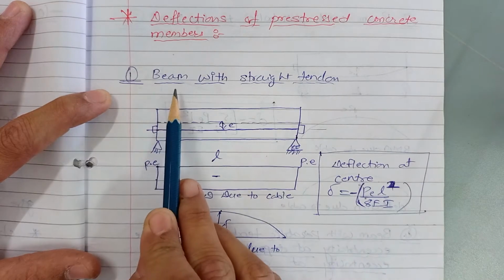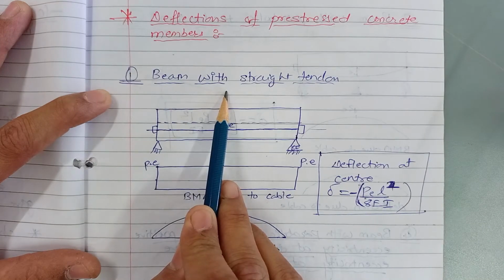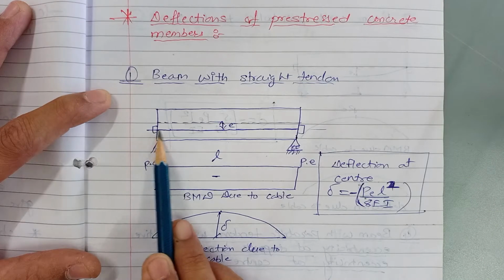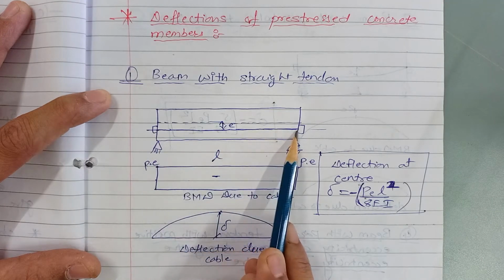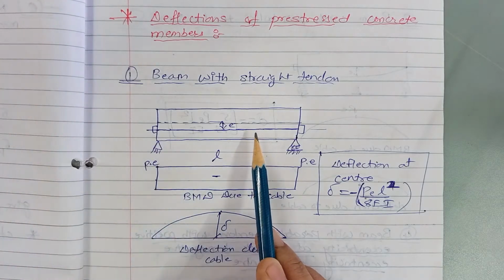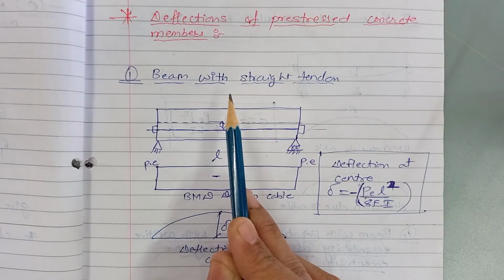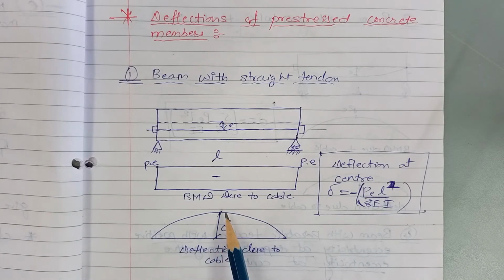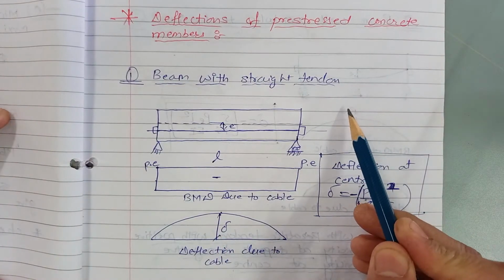Now first case, if the beam is provided with a straight tendon, that is tendon or cable is provided at the same eccentricity throughout the length, that is nothing but a beam with straight tendon. At that time, deflection due to cable will be in inverse direction, as you might be knowing.